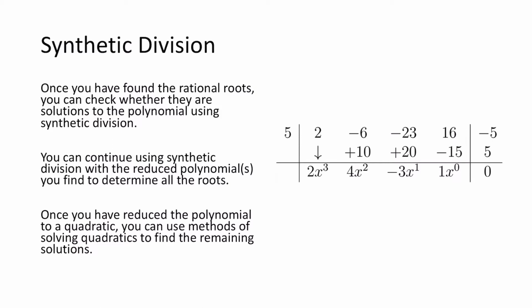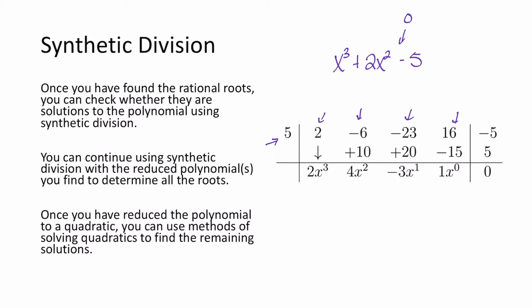Remember, synthetic division is a way to divide polynomials without having to do long division. What you would do is write the possible roots in the upper left-hand corner, and then list out all the coefficients of your polynomial in standard form. Remember that if you skip a term, for example, if you have a polynomial like x cubed plus 2x squared minus 5, the linear term has been skipped, so you need to add in a 0 as a placeholder. This has to be written in standard form.